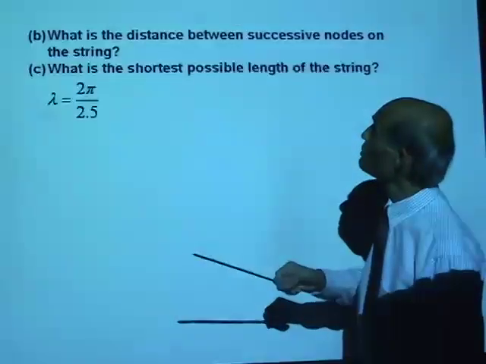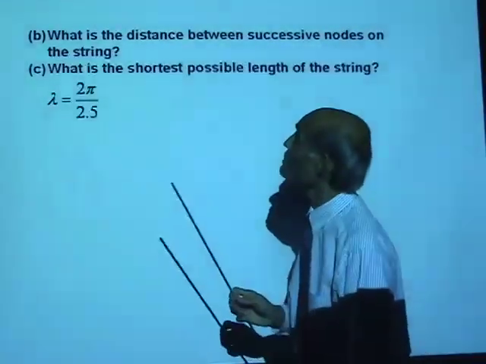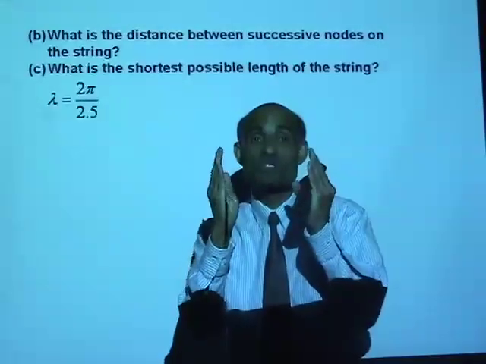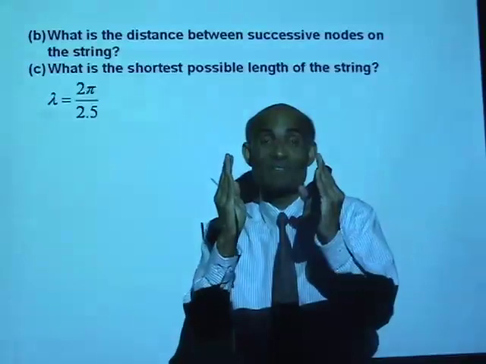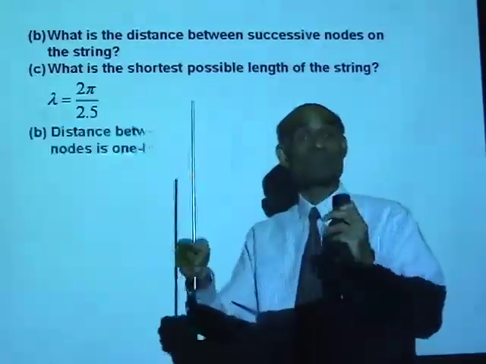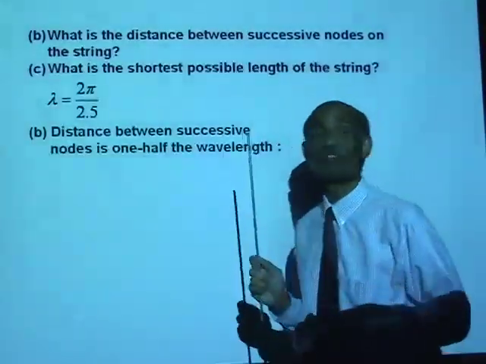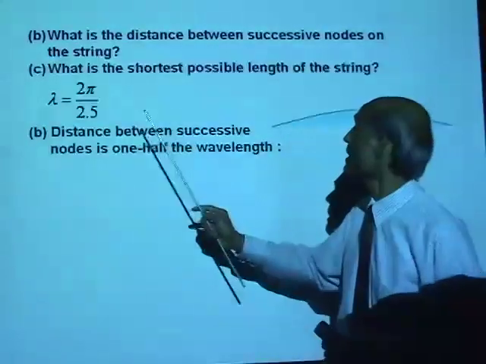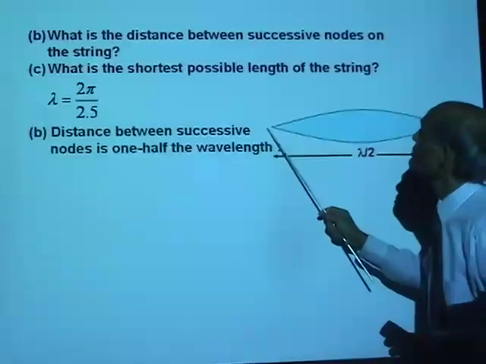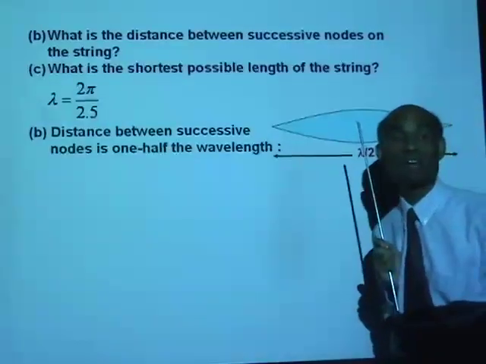Alright, let's now go and do the B part. What is the distance between successive nodes on the string? Well, what did I say the distance between two successive nodes is? The distance between two successive nodes is half of a wavelength. Now, this is the distance between two successive nodes. That is a node, and that distance is half a wavelength.